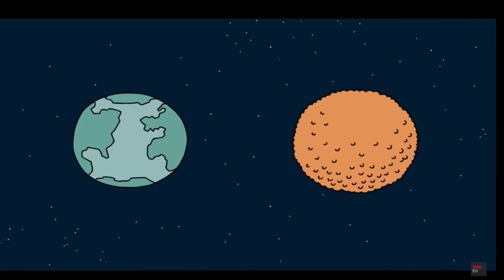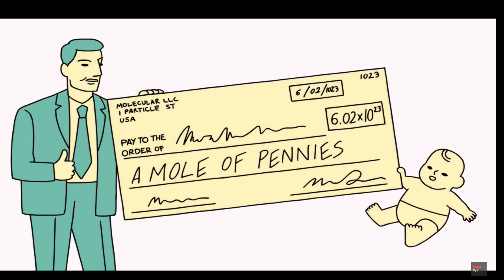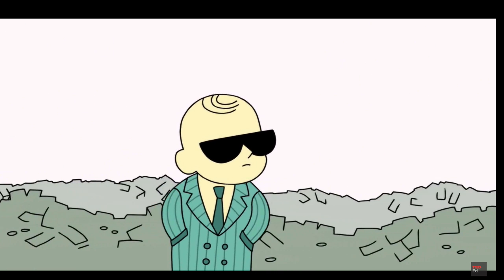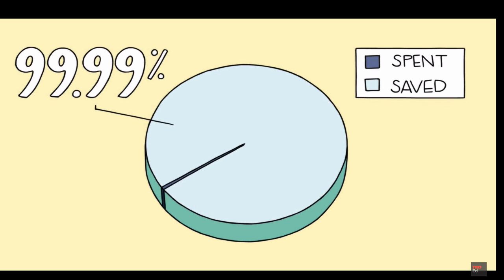If you had a mole of basketballs, you could create a new planet the size of the Earth. If you received a mole of pennies on the day you were born and spent $1 million a second until the day you died at the age of 100, you would still have more than 99.99% of your money in the bank.